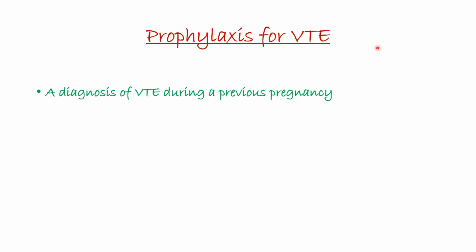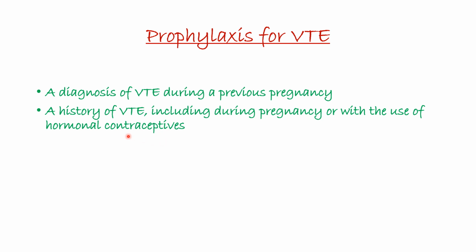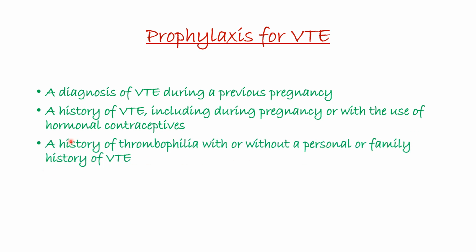Prophylaxis for VTE, or venous thromboembolism. Who do we give prophylaxis to in terms of pregnancy? We give it to a patient who has been diagnosed with venous thromboembolism during a previous pregnancy. We also give it to a patient who has a history of venous thromboembolism during pregnancy or use of hormonal contraceptives. We also give it to a patient who comes in with a history of thrombophilias without personal or family history of venous thromboembolism.